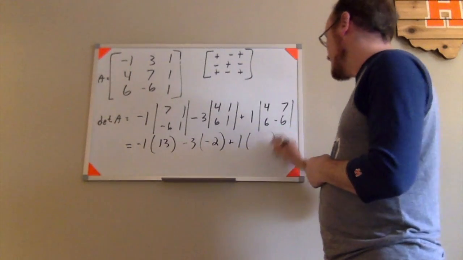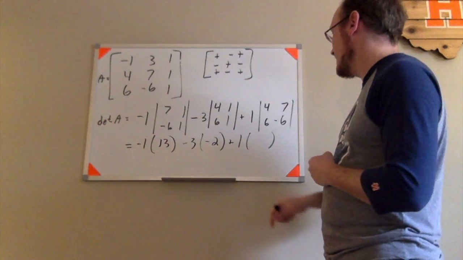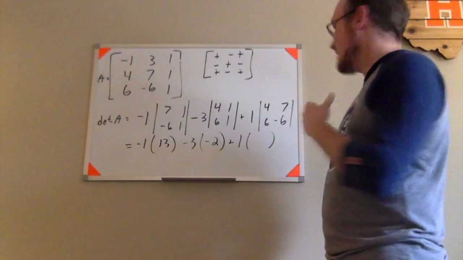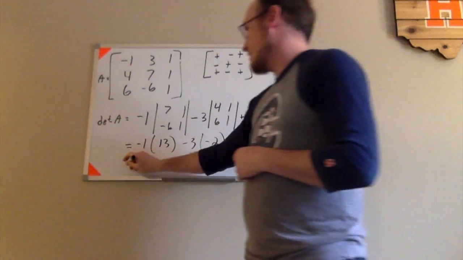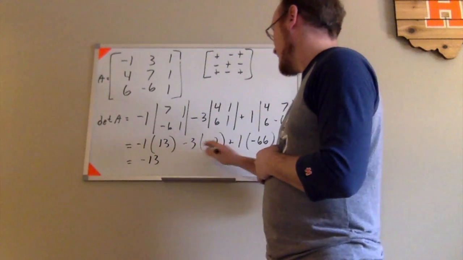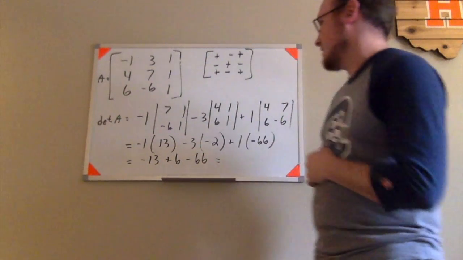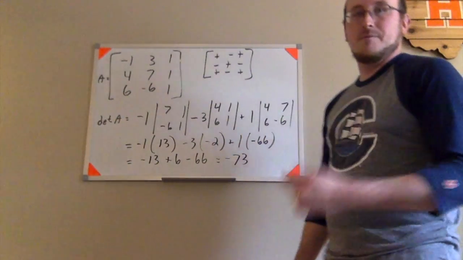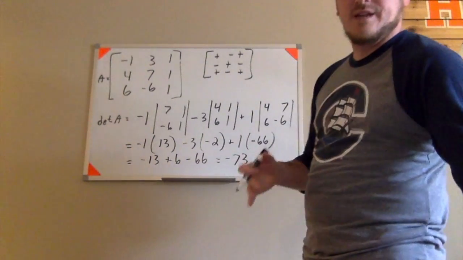And then plus 1 times this determinant. I do this one over here. 4 times -6 is -24, minus 6 times 7 is 42. -24 minus 42 is -66. So now continuing to evaluate this determinant, I have -13 plus 6 minus 66, which gives me, let's see, -73. So the determinant of this matrix that I've created using the vertices of the first triangle is -73.